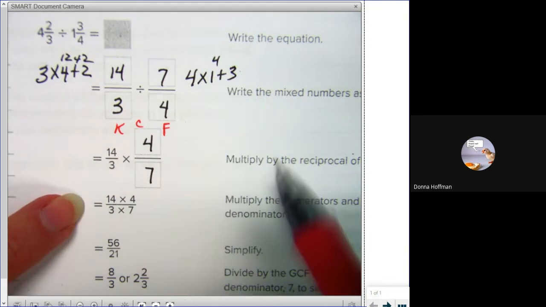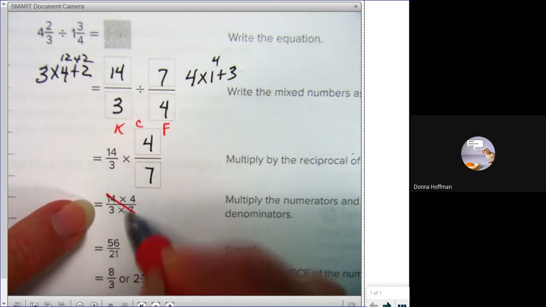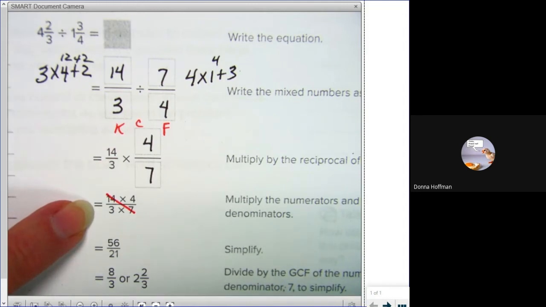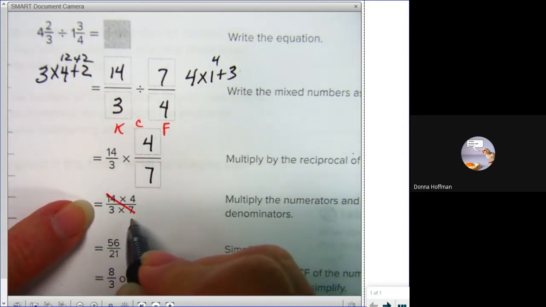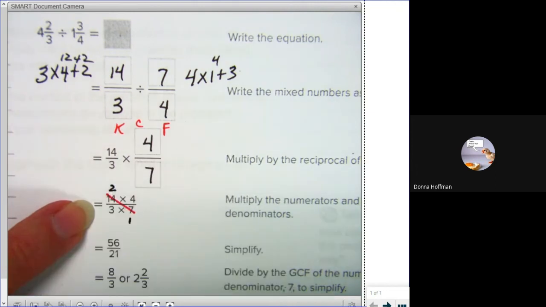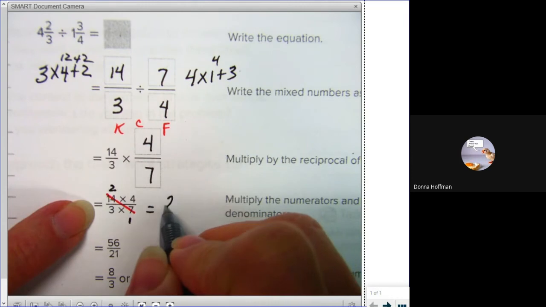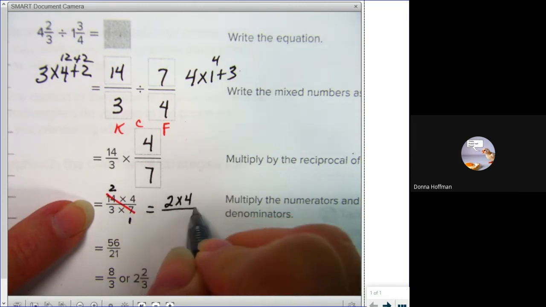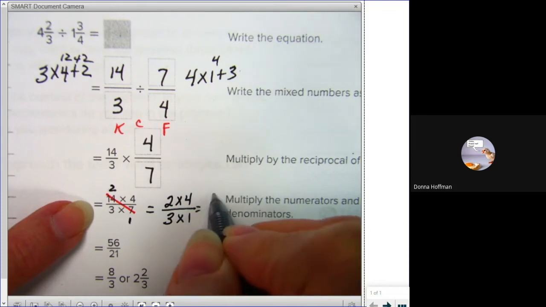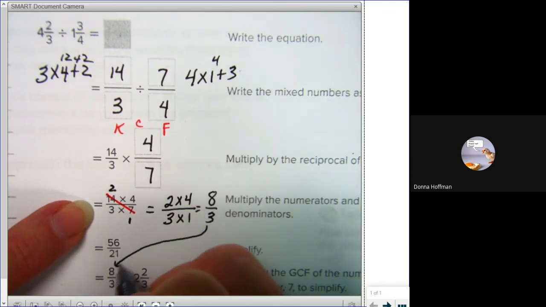So I'm going to look to see for cross reduction, and the 14 and 7 have the greatest common factor of 7. When I divide this by 7, it turns into a 1. Divide this by 7, it turns into a 2. So really what I'm looking at is 2 times 4 over 3 times 1. And that is going to give me the 8/3 that you end up right here with.